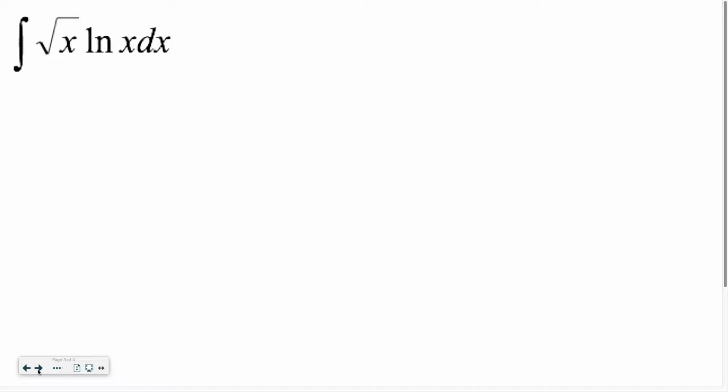I'd like to point out that those don't just go away. Which means we cannot do what? The tabular method. This is not one we could do the tabular method with. We have radical x, which seems almost okay, but it's not a polynomial. Polynomials have to have natural numbers for their exponents. So this is not a polynomial times a function, so we cannot do the tabular method.